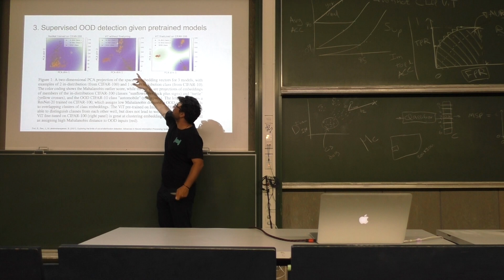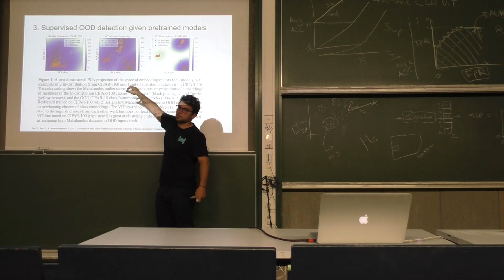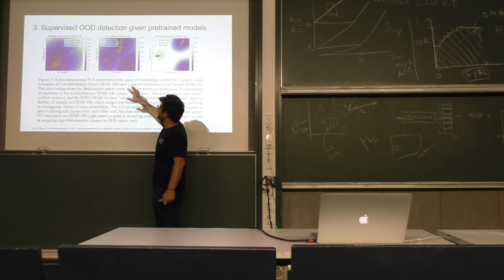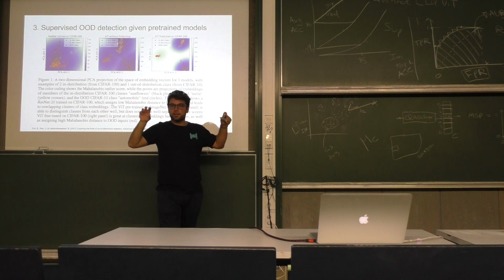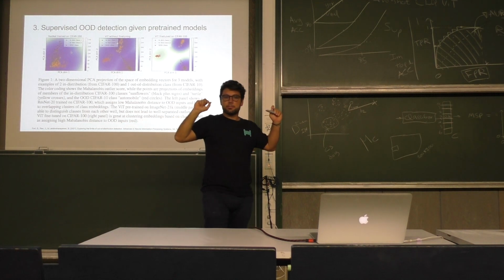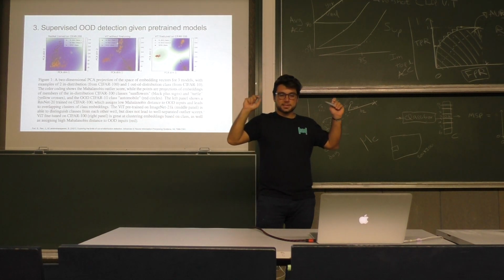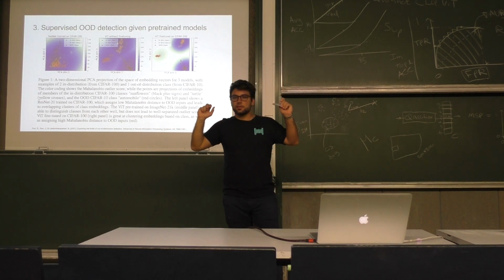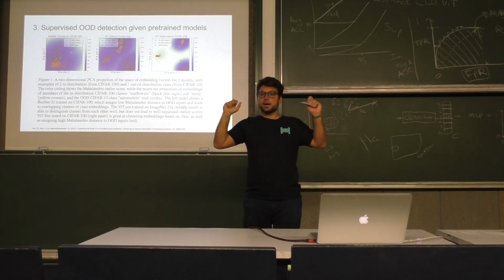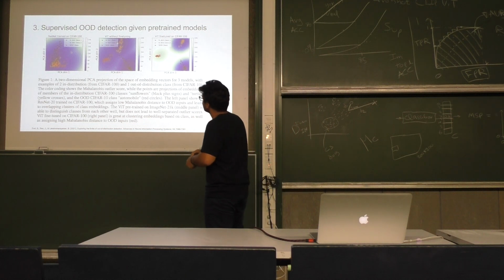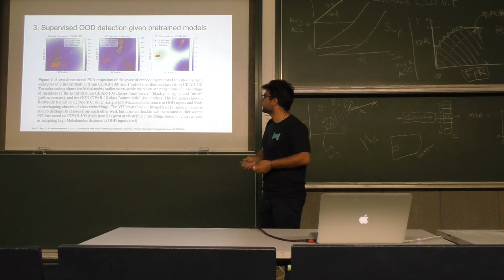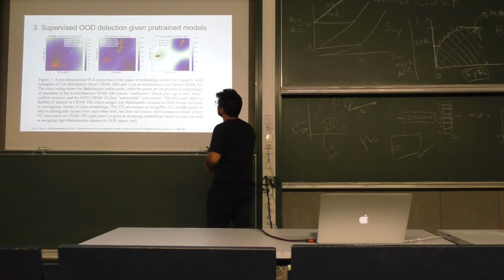So this is a vision transformer pre-trained on ImageNet, but the features are on CIFAR-100, and they show that the clusters are very well separated. And the more well separated the clusters are, the more likely it is that you have a very good out-of-distribution detector. This is something experimental, not theoretically justified whatsoever.